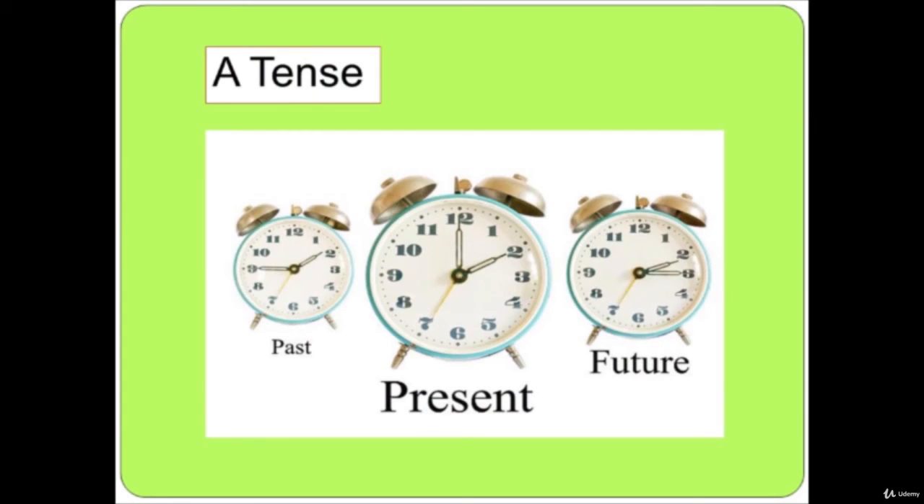The word tense simply refers to the form a verb takes to show the time something happened. This could refer to the past, the present, or the future.